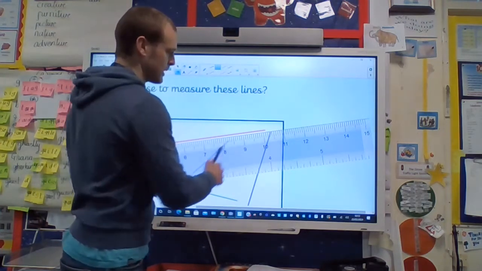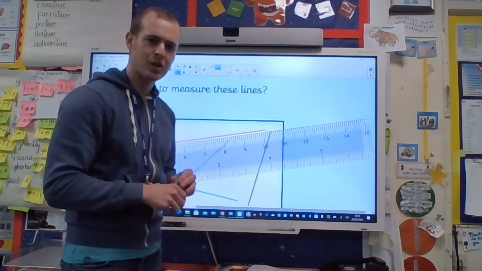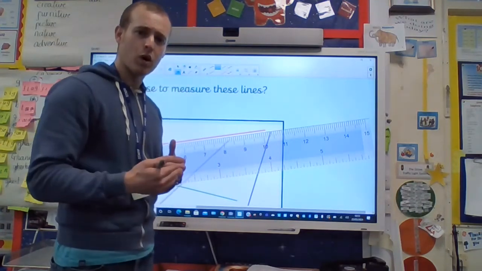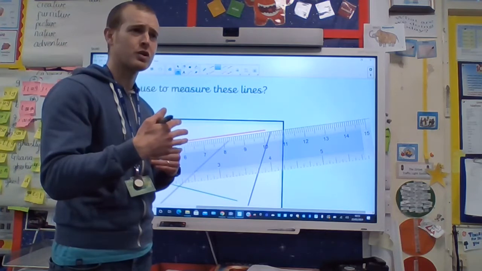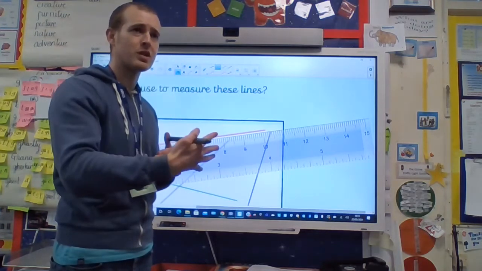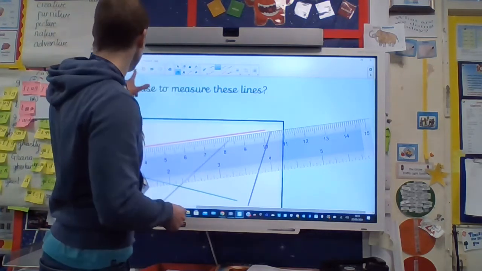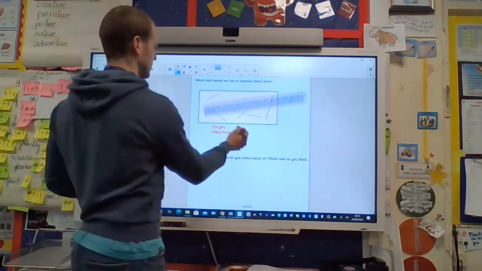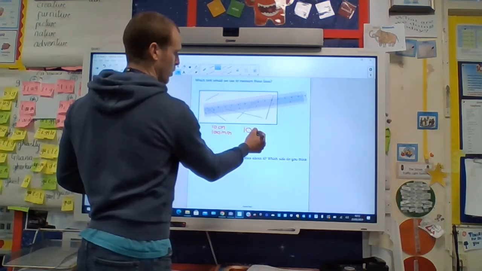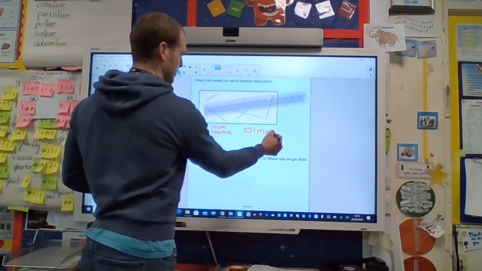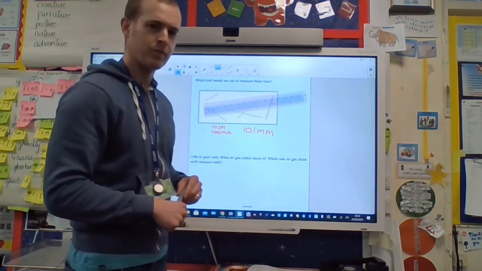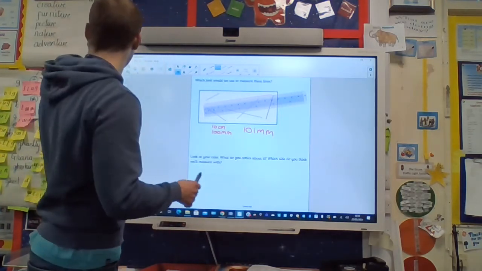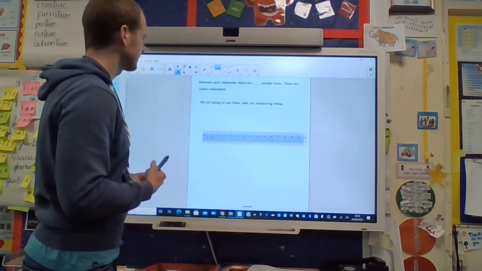If 10 centimetres is the same as 100 millimetres, it's 1 millimetre more. 100. 1 more millimetre is 101 millimetres. We can write that like this. 101 millimetres. Okay. Well done, boys and girls. You're doing a great job.